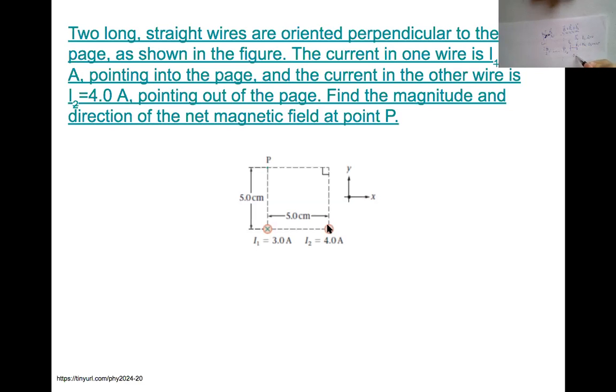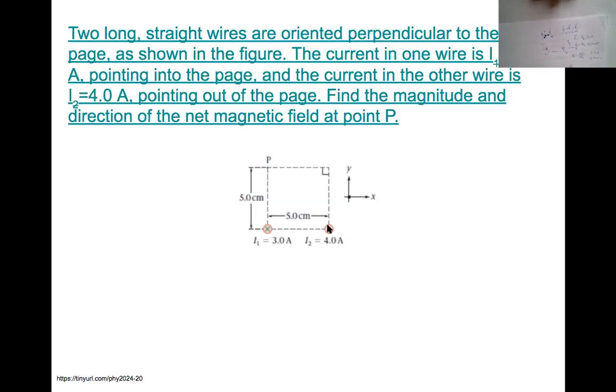For B1, the magnitude is going to be determined by the equation from a couple slides ago, B equal to mu naught I over 2 pi R. Because we are looking for B1, you use I1 and R1. I1 is given as 3 amps. R1 will be the distance of your point of interest to the wire, the side of the square, so R1 will be 5 centimeters. So you can plug the numbers into the equation and determine the magnitude of B1.